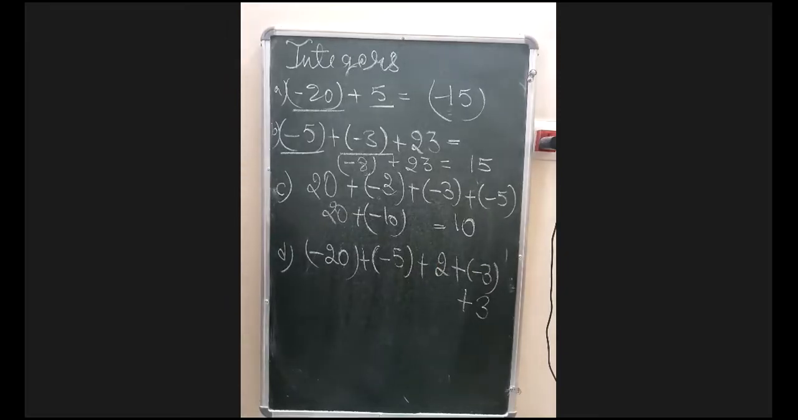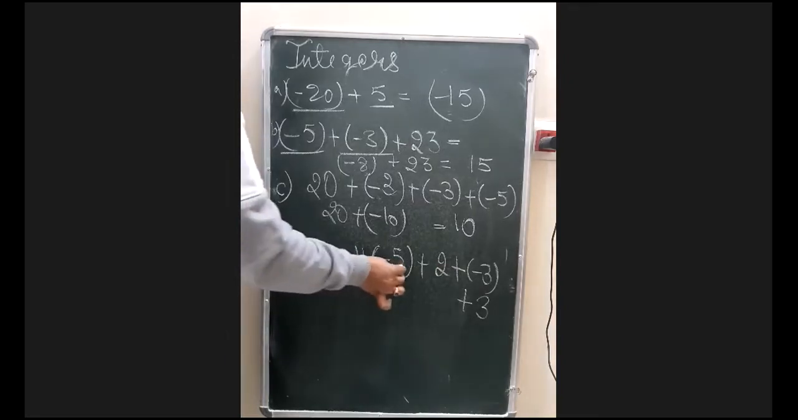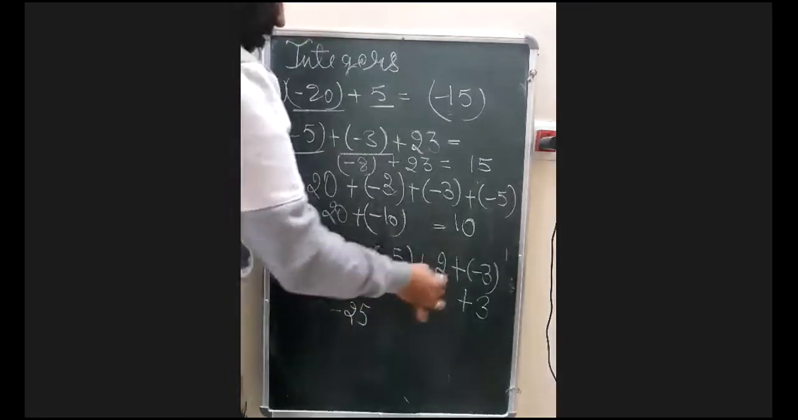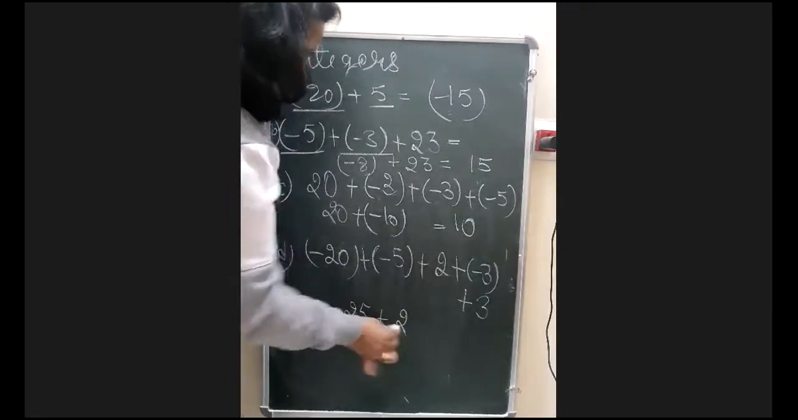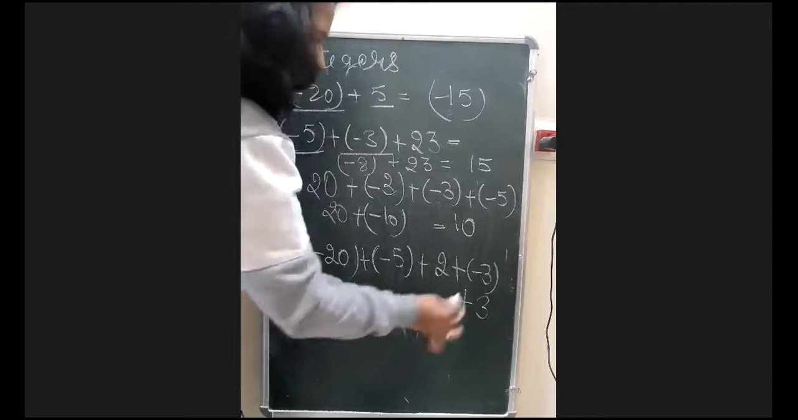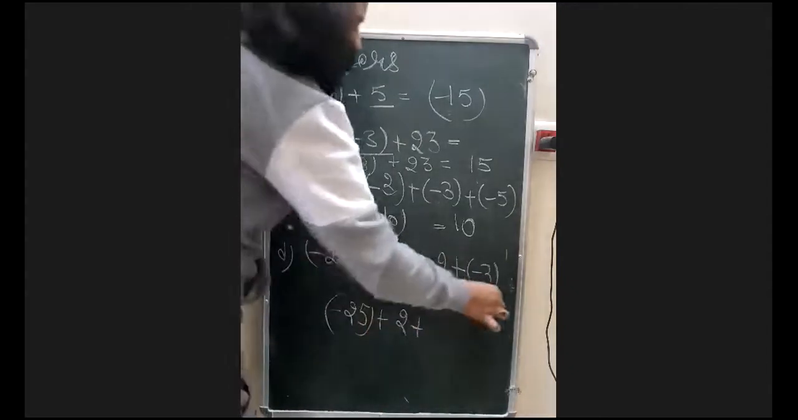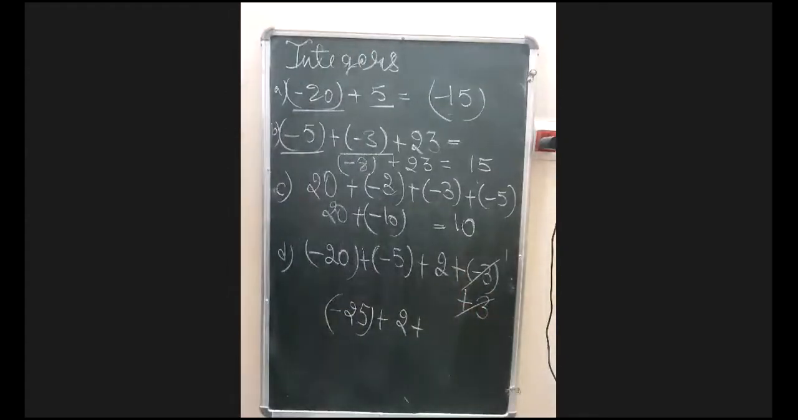Now moving on to the last one, -20 -5, it will give you here -25, and this is here +2 and plus, and -3 plus 3. So you know it's -3 plus 3, they will get cancelled and they will give you 0 because 3 में से 3 जाएगा, it will give you 0.